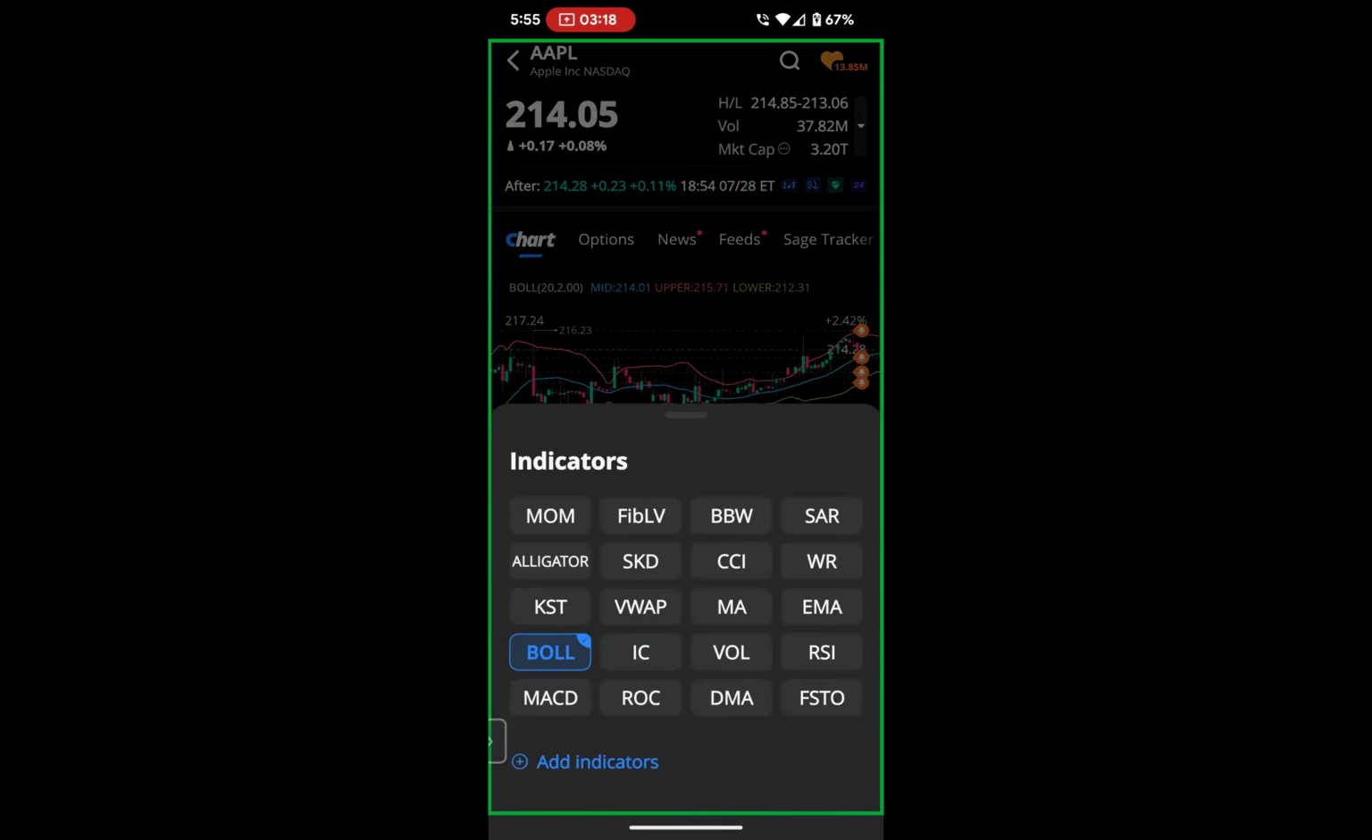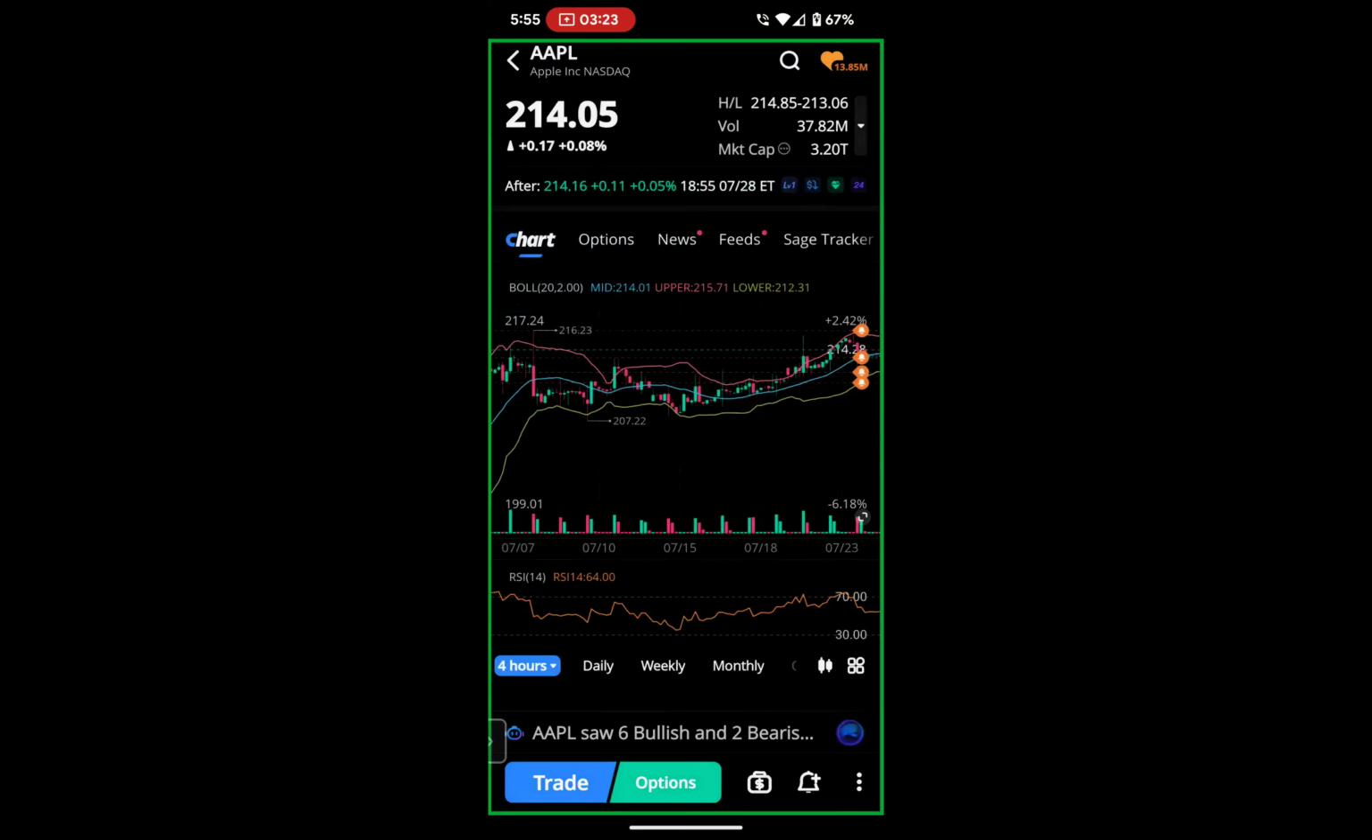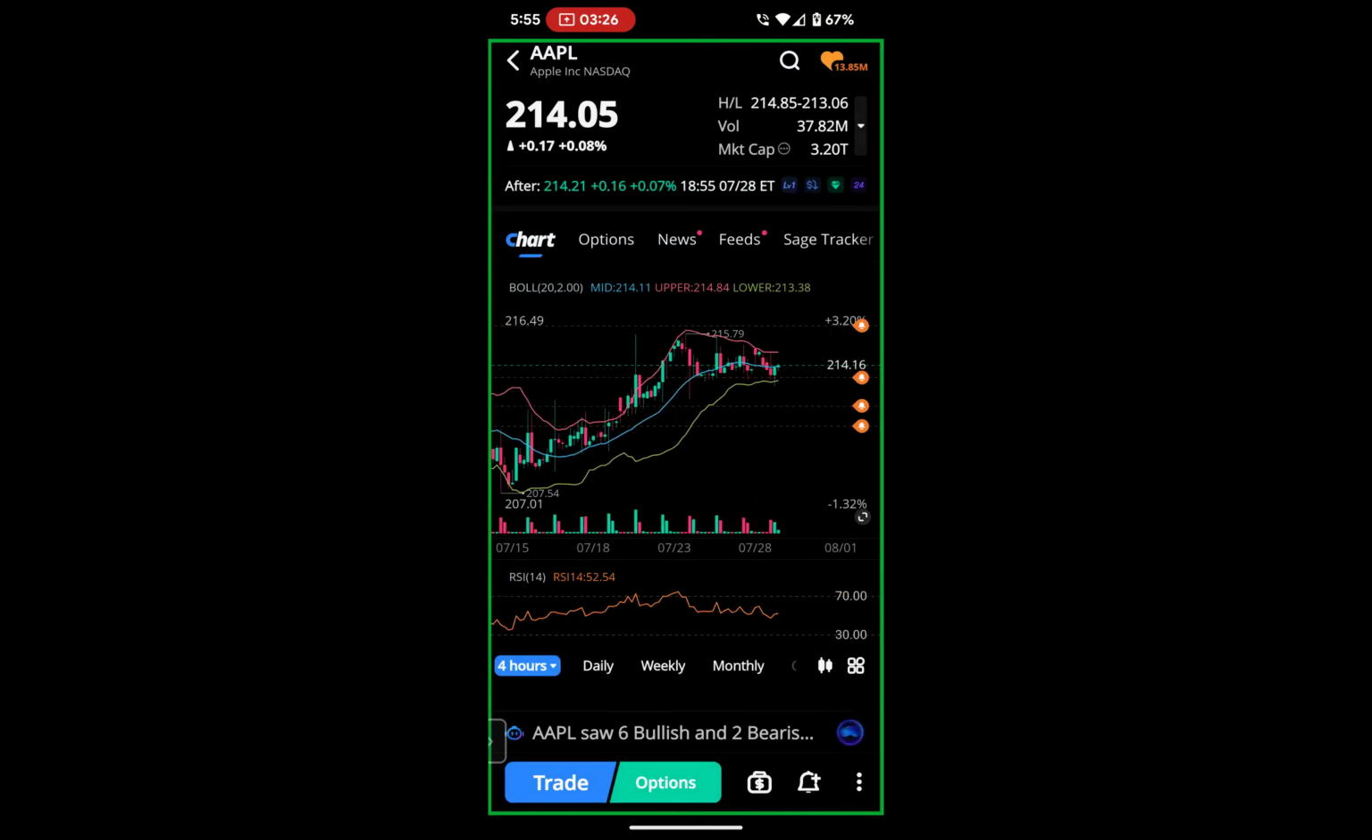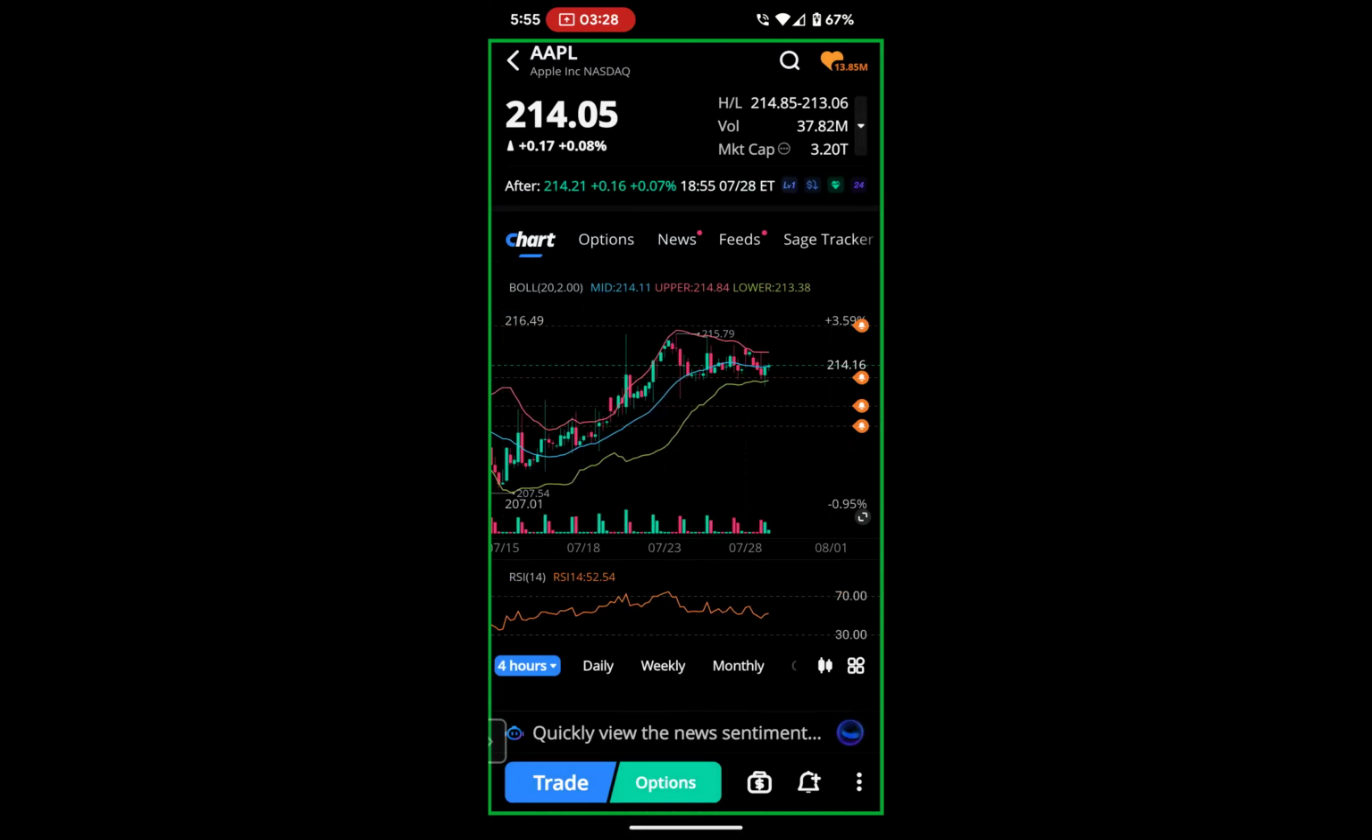For the RSI, right here at the bottom, you'll be able to see that for Apple, it's right here in the middle. So it's not overbought, it's not oversold. Right now, it is around 53. And so that is, of course, less than 70, and that's more than 30. So you got to know that, it's just in a good, healthy place if you did decide that you ever want to buy into Apple.